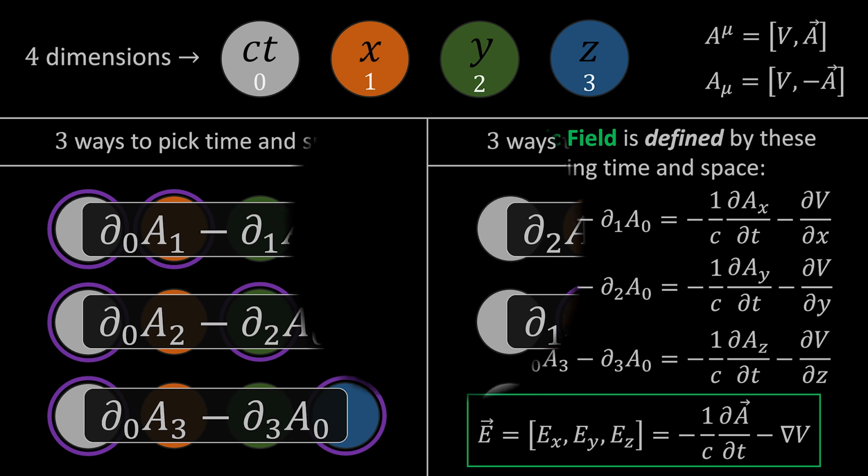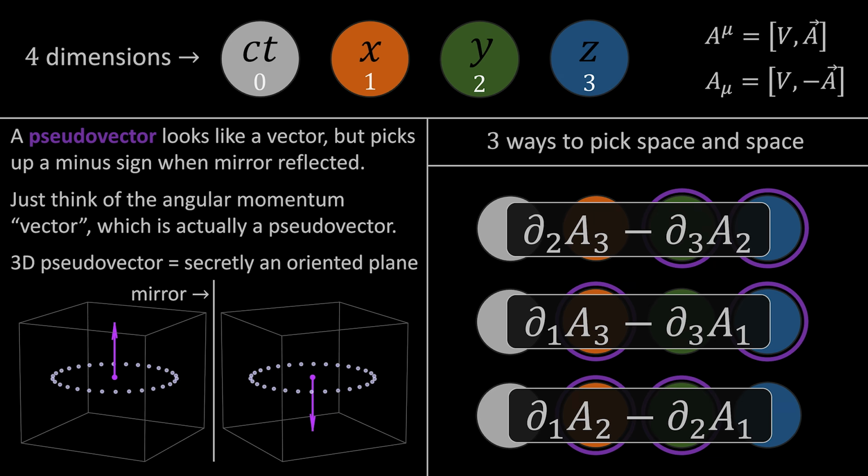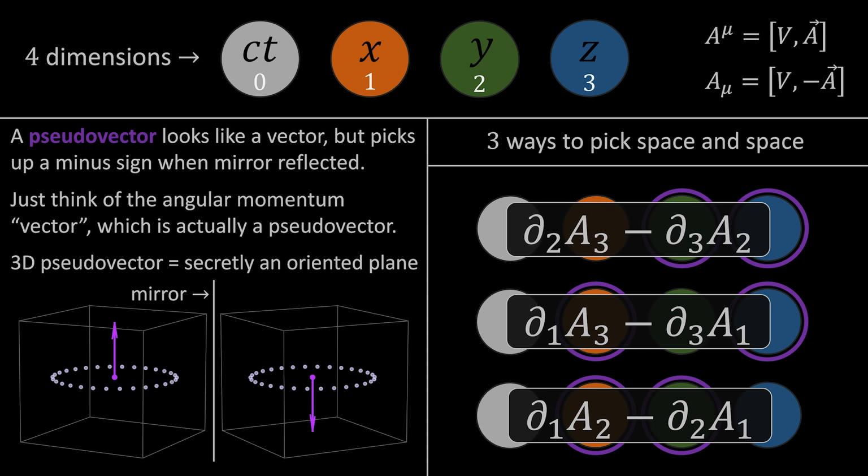So, you probably see where this is going. What about those other 3 ways? The ones involving space and space? Well, here it's less obvious how to make a vector out of these. And in fact, you can't. But you can make a pseudovector. And a pseudovector is a thing that looks like a vector, but secretly it's not.